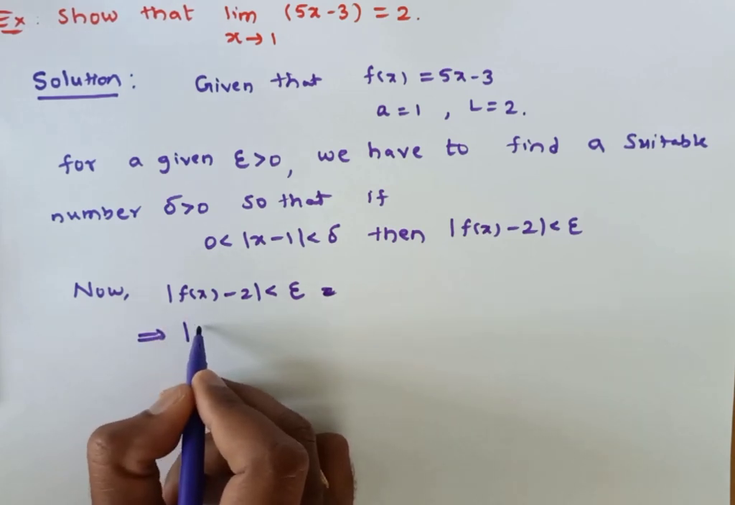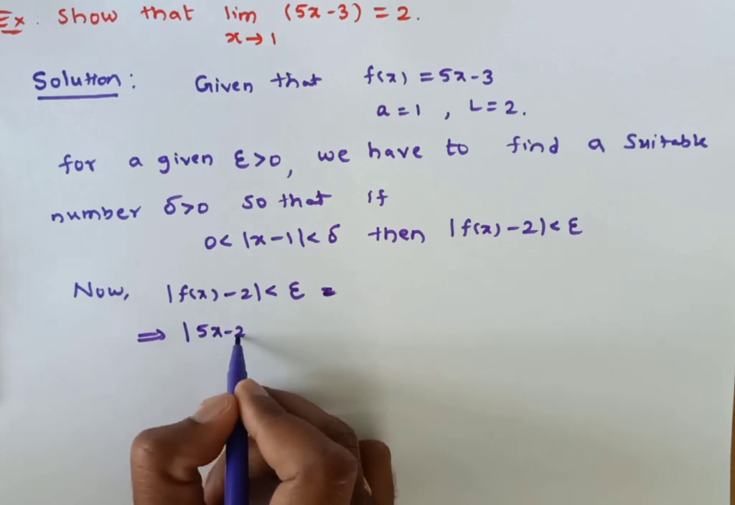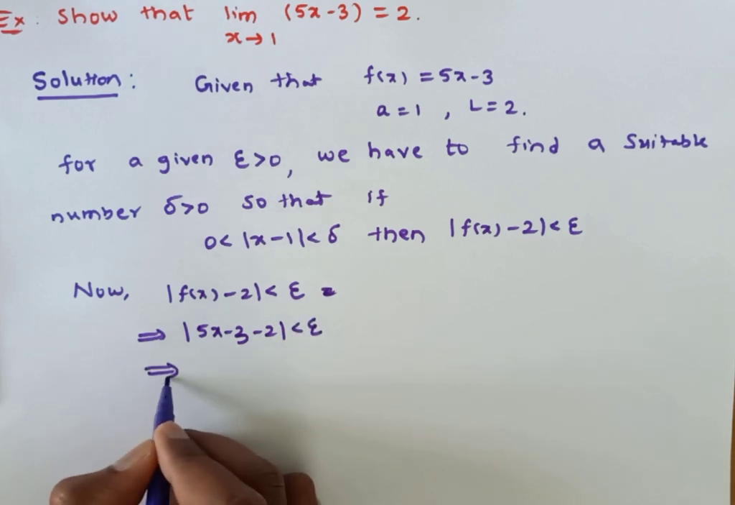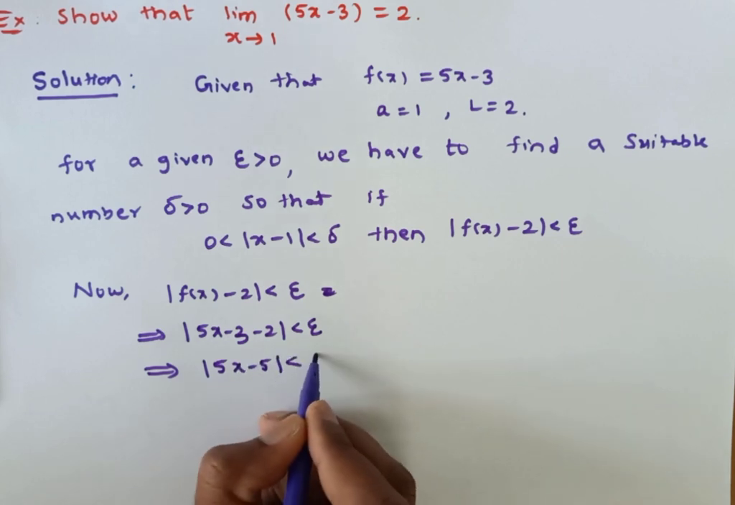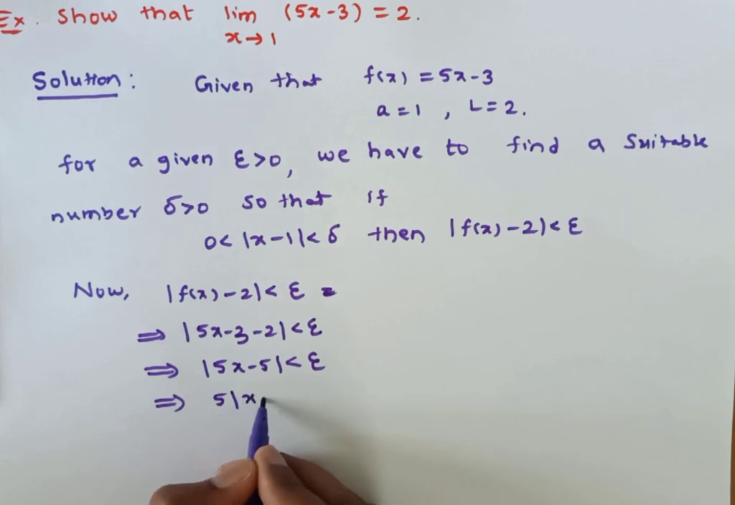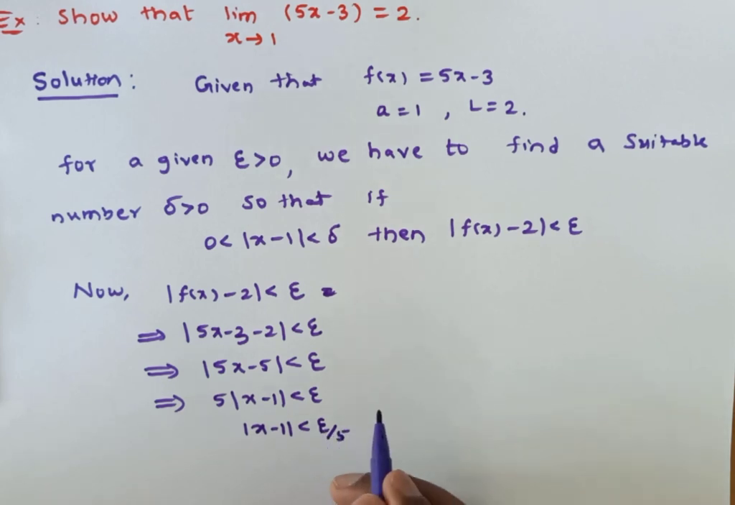So what is f of x here? This is 5x minus 3, minus 2, is less than epsilon. This implies modulus of 5x minus 5 is less than epsilon. So we can express it as 5 times mod x minus 1 is less than epsilon. Dividing both sides by 5, we get mod x minus 1 is less than epsilon by 5. Already epsilon is a small number, so epsilon by 5 is also a number.